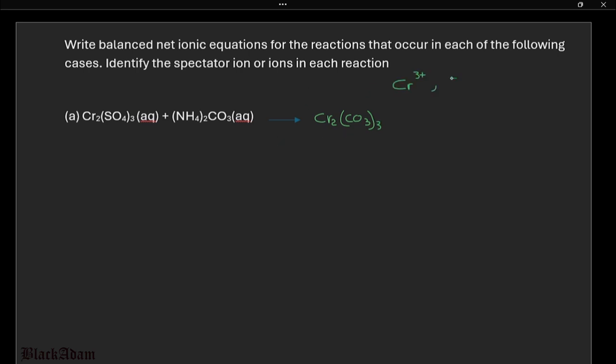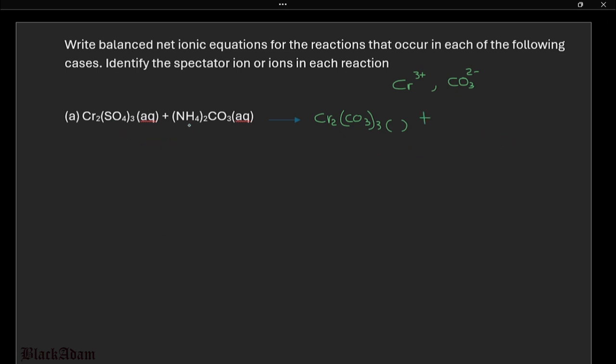So you have chromium, which has a charge of +3, carbonate charge of -2, and then 2 times 3 gives you 6. So 6 divided by 2 makes the 3, and that's the 3 there. So you have 6 divided by 3, that gives you 2, and that's 2 for chromium. So both have a charge of 6 combined, and then divide by 2 and divide by 3.